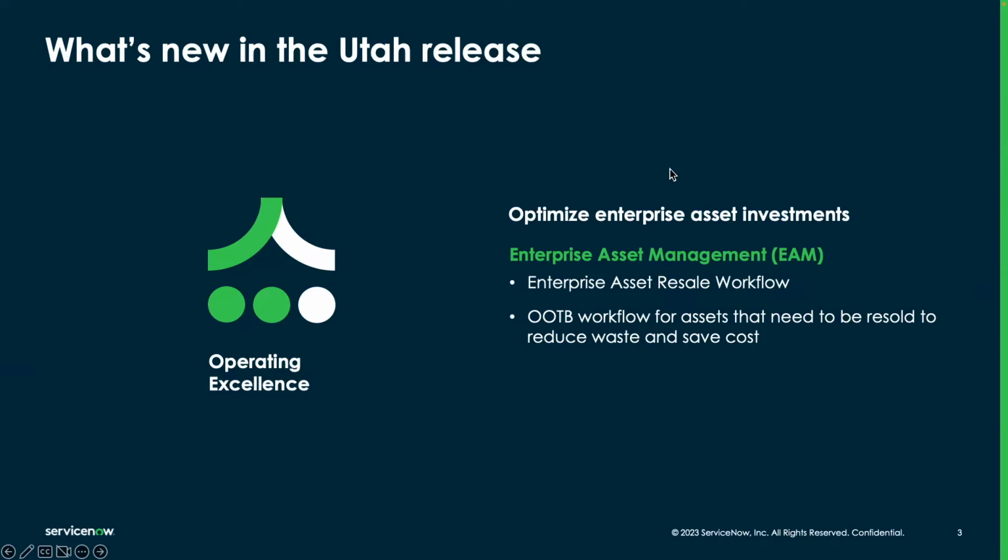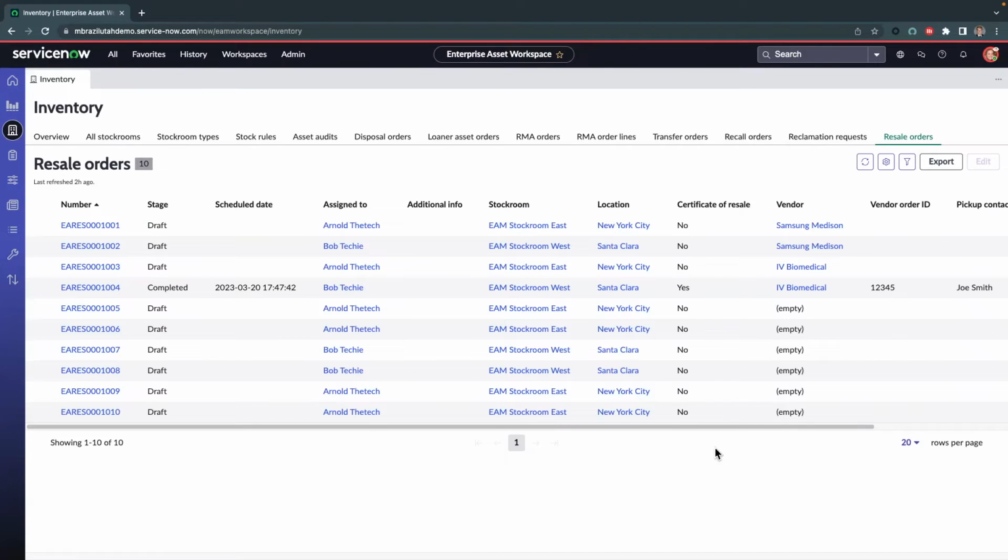And I will now step into a live instance for the live demonstration portion of this video. So here in the enterprise asset workspace is where we're going to be able to see resale orders and kick off the workflows and complete any tasks associated.